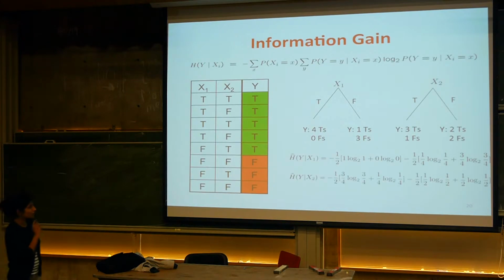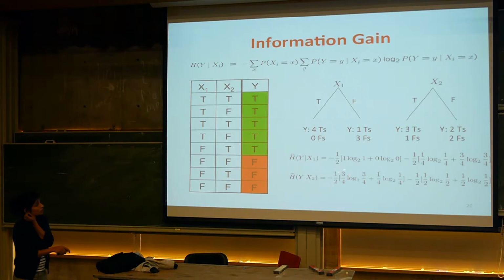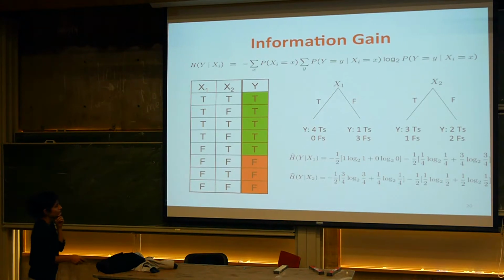So instead of simplifying this, first let's write the expression for the other case, which is the entropy of y given x2. Again, x2 takes the value true or false half the time. So the weight up front is half. And then the p log p terms: whenever it's true, we see that 3/4 of the times y is true. So we get 3/4 log 3/4 and 1/4 log 1/4. And when x2 is false, we see that half the times y is true, half the times y is false. So we get half log half and half log half.